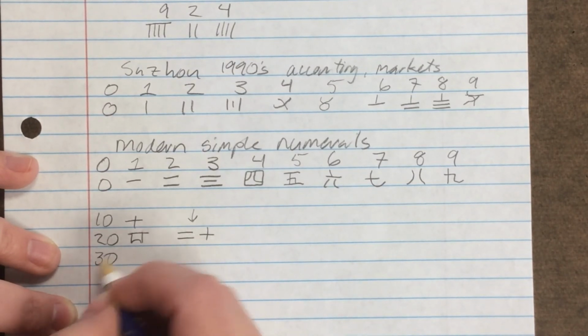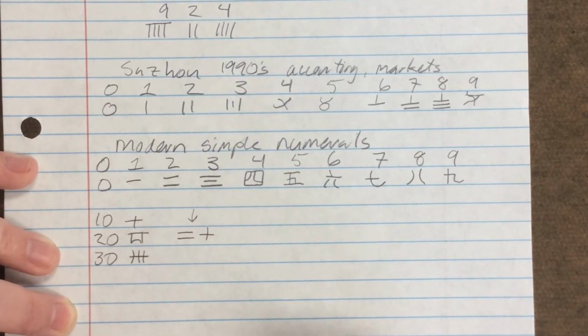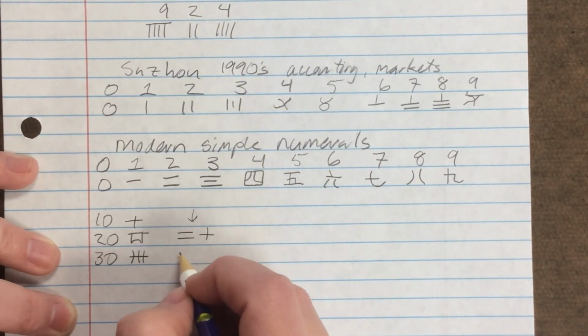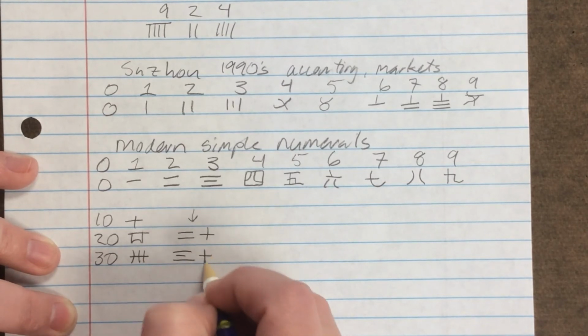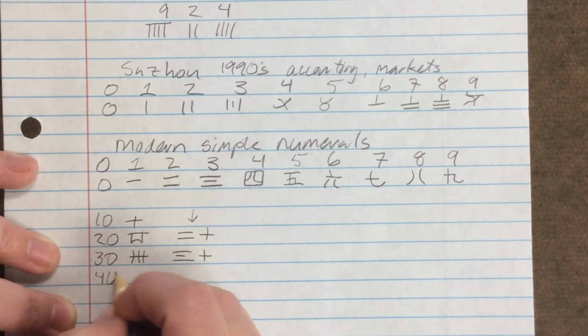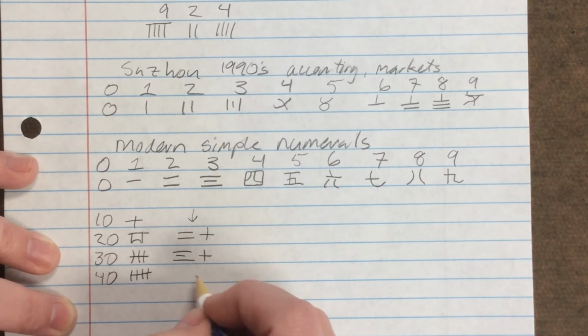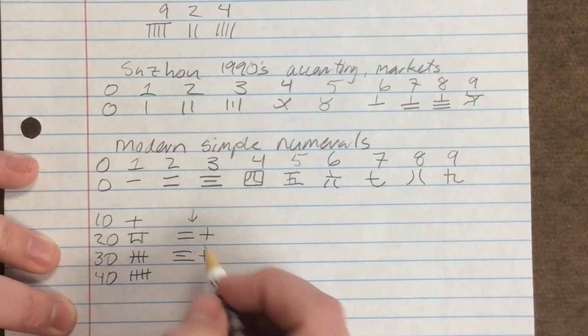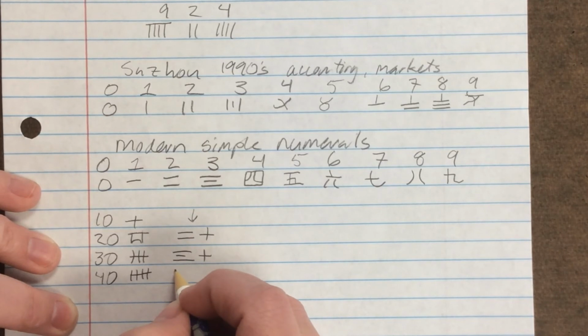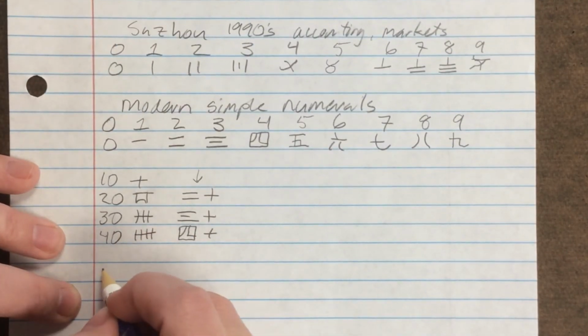So again, 30, they do have a shape for it. It's something like that, but more often than not, they will just say 3 10s. And after 40, they just don't even have a shape for 10s. You really would just say 5 10s, 6 10s, whatever. So the 40, for the most part, they just use 4 10s. Okay?